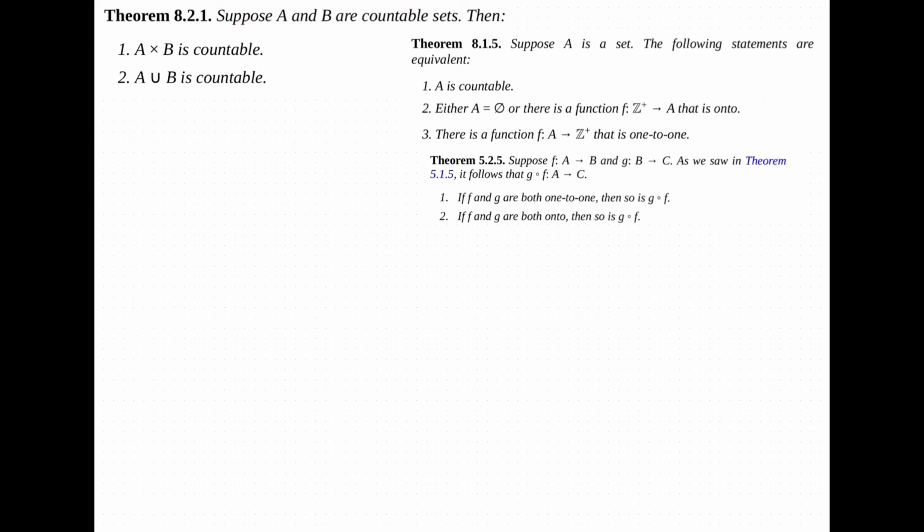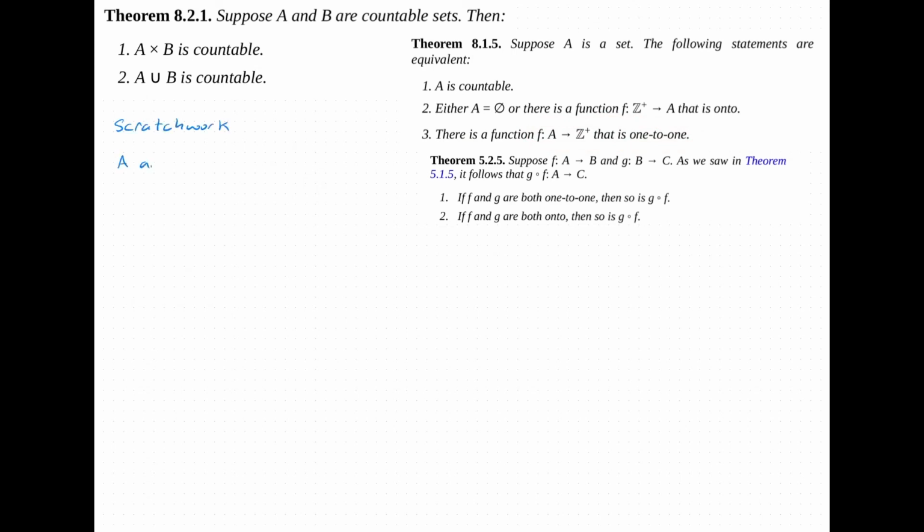Well, we are going to rely on theorem 8.15 and theorem 5.25, which give us ingredients for proving that a set is countable. Because 8.15 tells us a set is countable if and only if there is a function f from A to the positive integers that is 1 to 1. So let's see how we're going to use this. If we do this, let's do our scratch work.